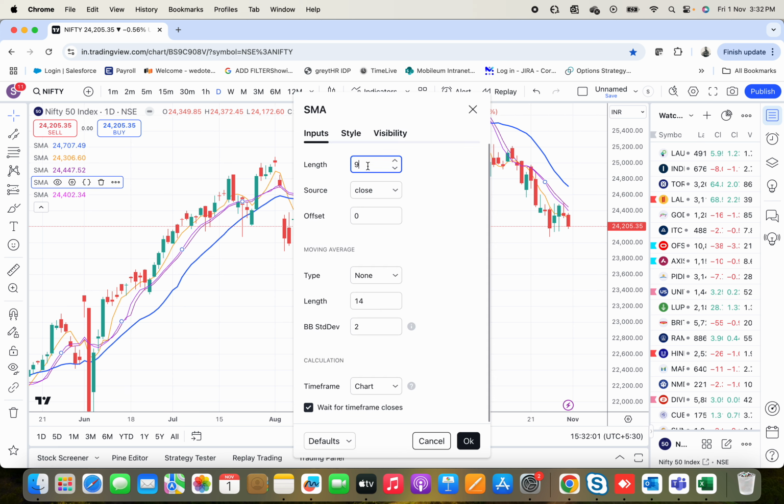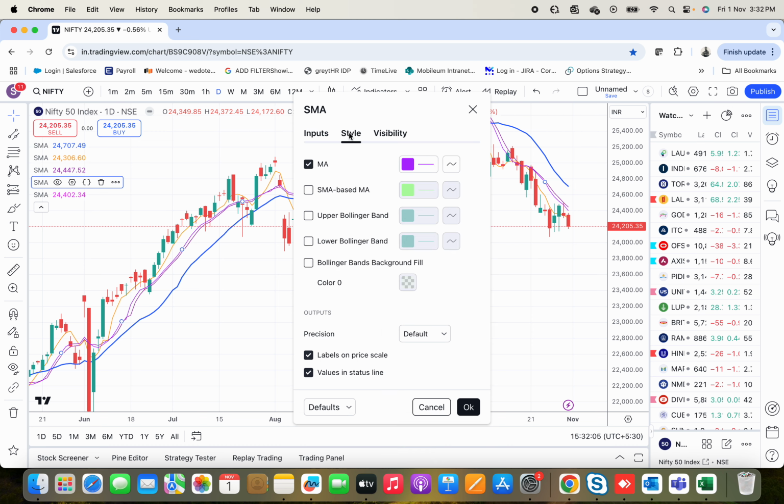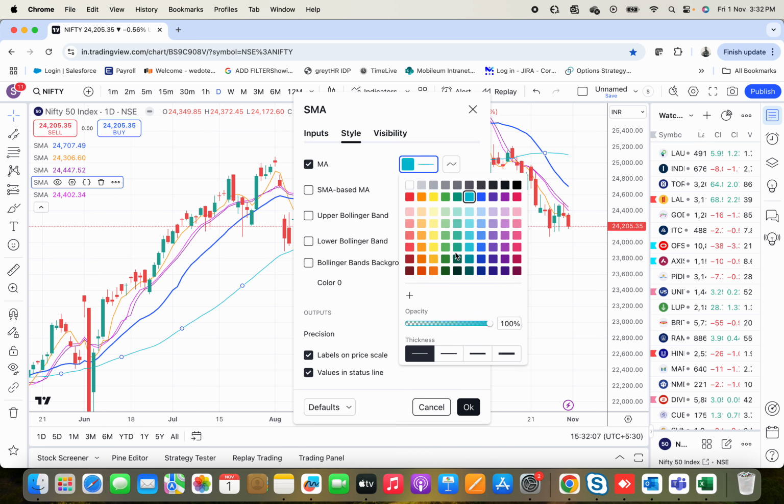So this is by default the original one that I will change to, let's say, 50, and that will mark it in, let's say, this color. Let's make it a little bigger.